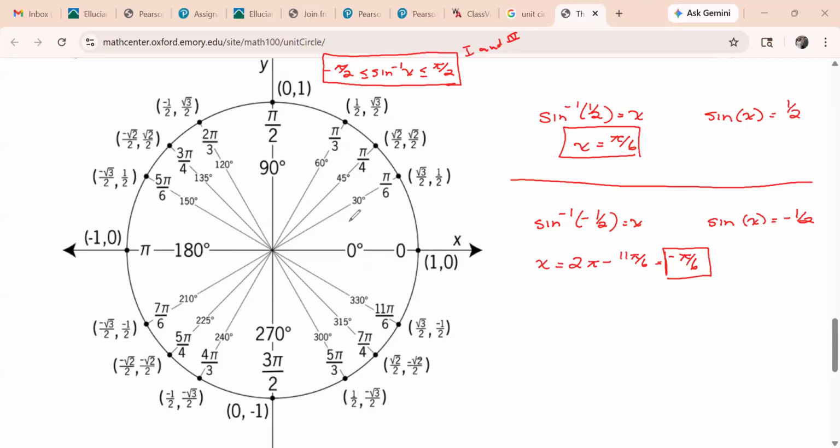Now, sometimes things are going to be on quadrantals. So I could ask you something like, what is inverse sine of 0? Well, that means that there is sine x equals 0 somewhere. So when is sine equal to 0? That would be right here and right here. But the one that's in my interval between negative pi over 2 and pi over 2 is this one right here. So we would end up having 0 radians.